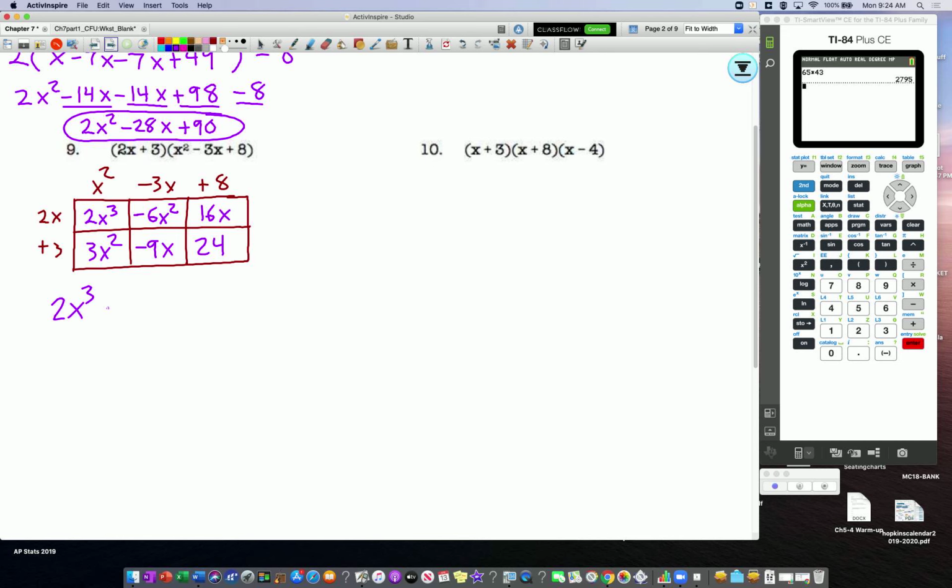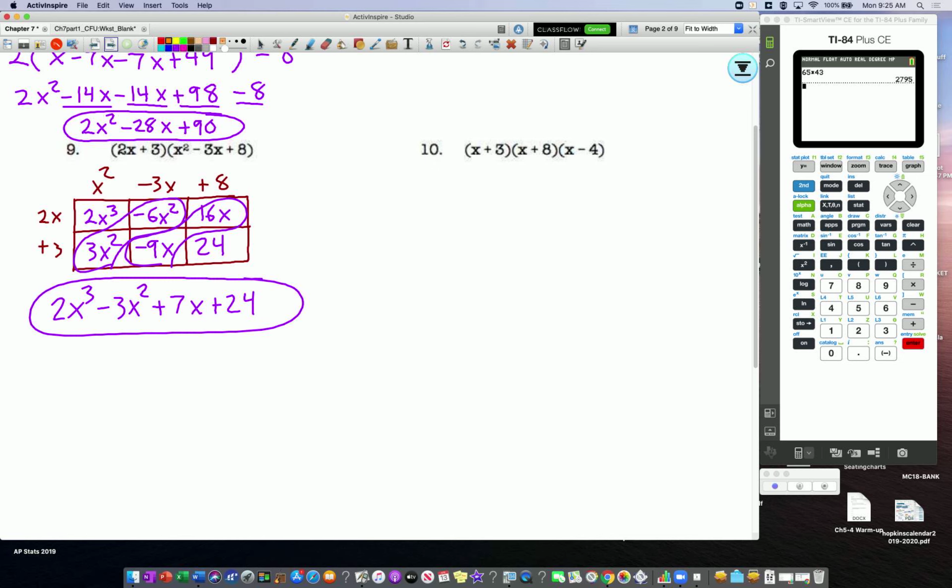Combine your like terms. 2x cubed minus, whoops, sorry. I started writing minus 6x. I didn't combine like terms here. There we go. So minus 3x squared plus 7x plus 24. And I got my final answer.